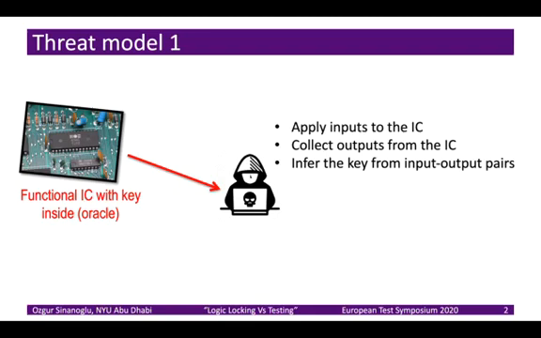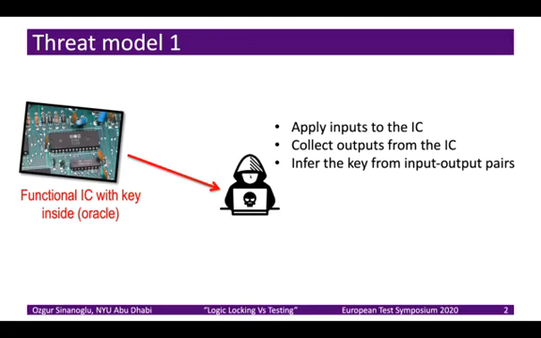There have been different threat models defined for logic locking in terms of what capabilities the attacker has. In a simplistic threat model, we assume that the attacker has a functional chip, which is a logic locked chip, but it is functional. The key is already loaded on the tamper-proof memory. So the chip is working, and the attacker can apply inputs to the chip and collect the outputs from the chip.